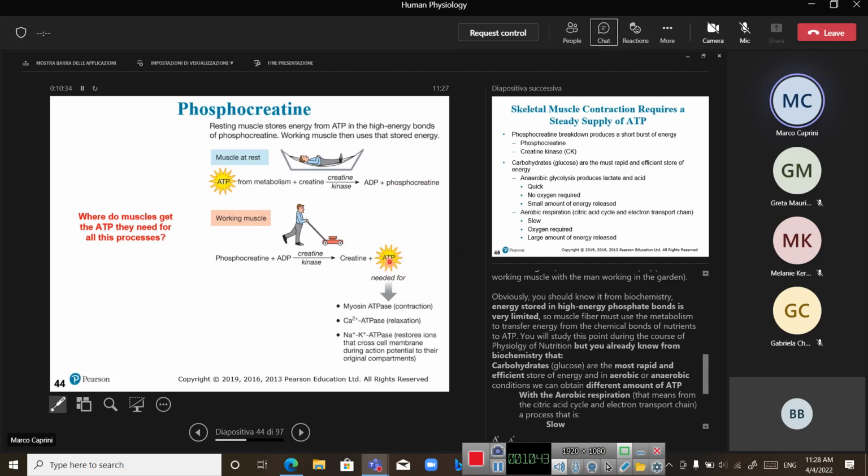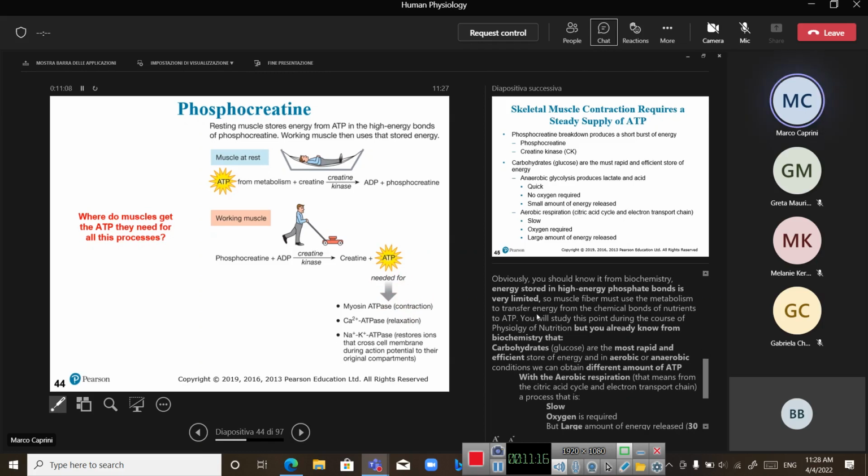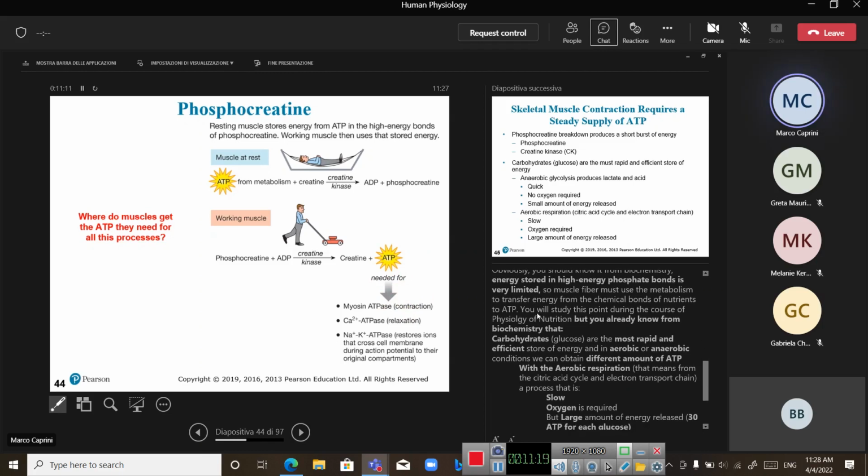Obviously, from biochemistry, we have to produce ATP from the metabolism. And I think that you will study this process also during the course of Physiology of Nutrition, okay? But you already know from biochemistry that the carbohydrates, the glucose, are the most important, most rapid and most efficient process in which we can store energy in aerobic and anaerobic condition.